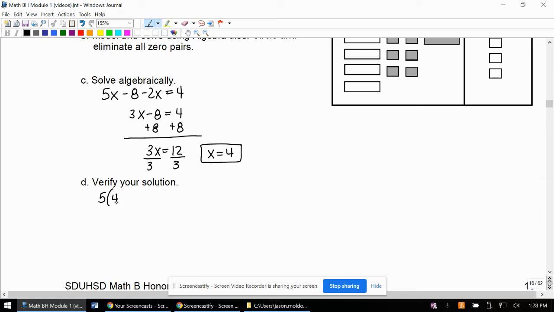We're going to take the original equation, and we're going to plug 4 in. 5 times 4 is 20. 2 times 4 is 8. 20 minus 8 is 12. 12 minus 8 is 4. Just so happens that that is the same as my solution.